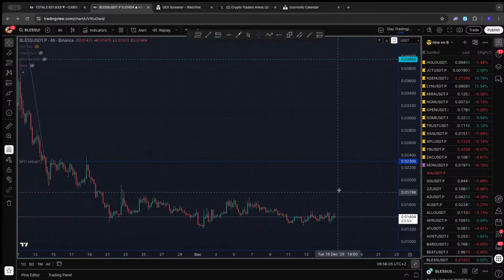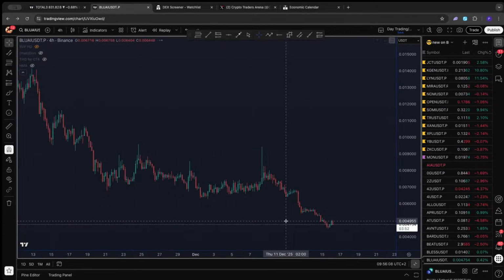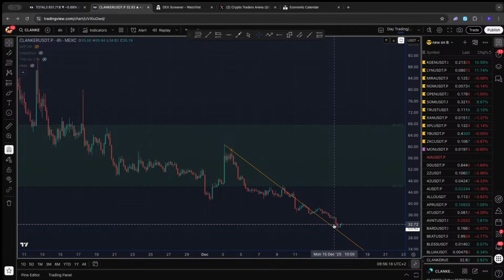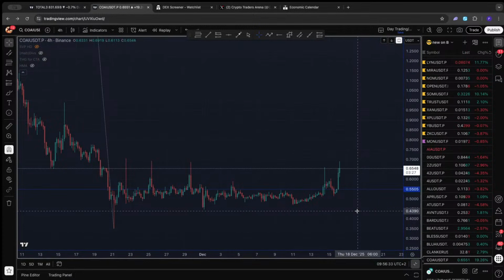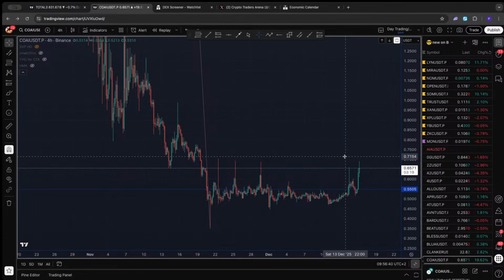Bless is looking interesting here. Blue AI, making new lows, no 4-hour W. We can create one in a couple of days, yes. Well, this one is dumping. We had a setup. The setup is done. We are out now. I could wait for an LJ here. You can see the trend line. You can see we are on the right side of the trend line. Give me a 4-hour W. That will be nice. Go AI is trying to do something. It's preparing for something. Long consolidation and trying to pump.